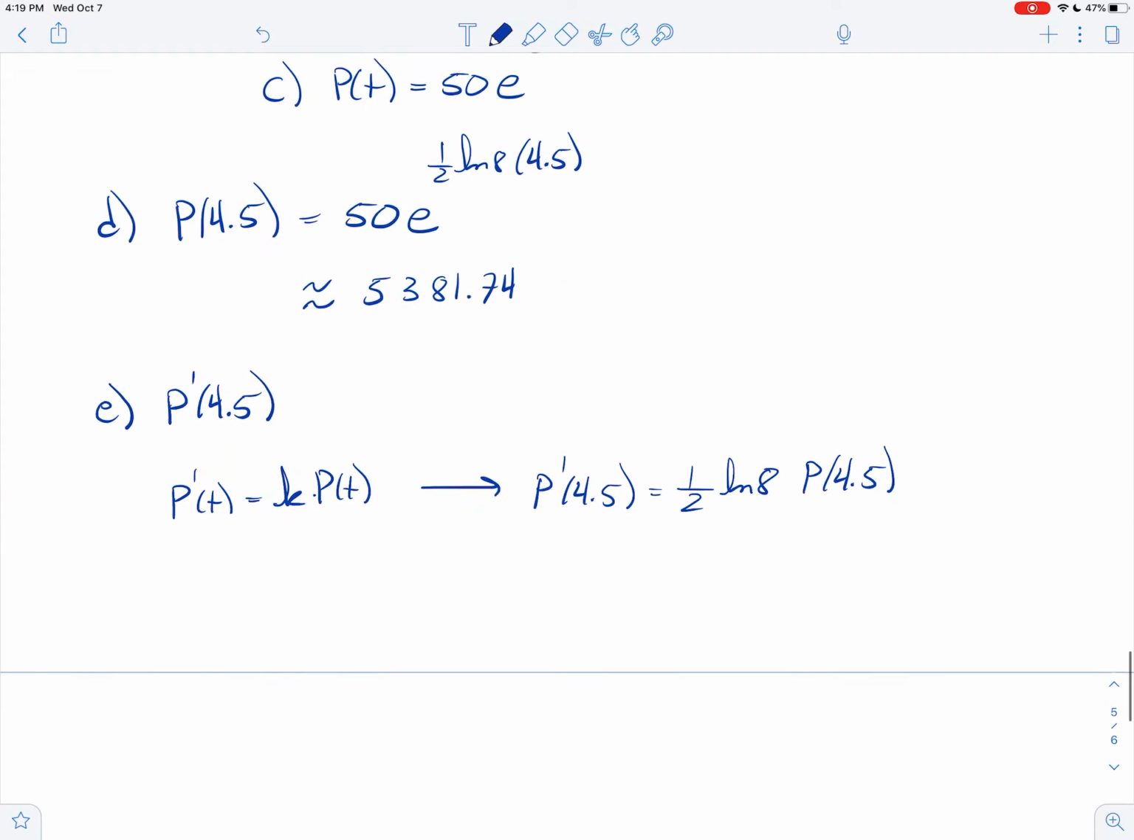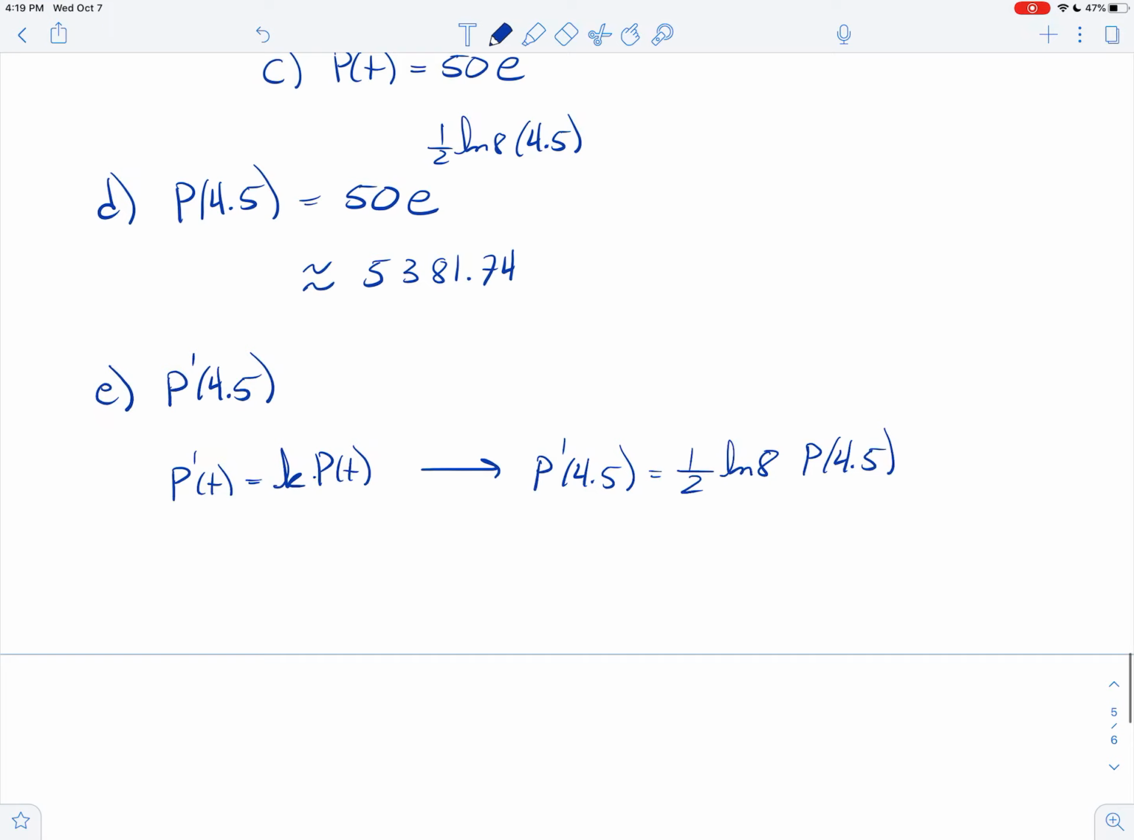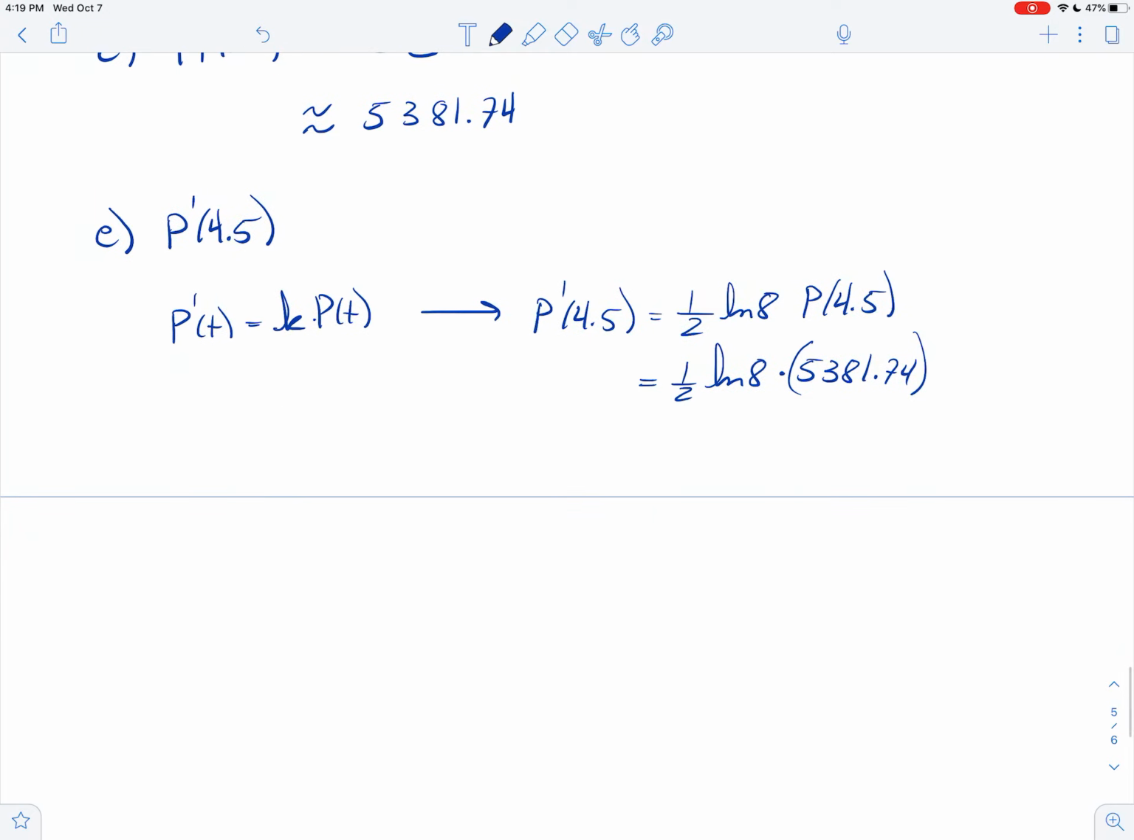We just computed P of 4.5 in the above problem. And so you can plug everything in here: it's going to be 1/2 ln of 8 times the answer that we got above, 5,381.74. We should put a parenthesis here, otherwise it's going to be hard to keep track of. And so when you do that, you're going to get that this is roughly 5,595.5. And so that's the growth rate. We're growing at 5,595.5 bacteria per hour. Our units here are hours. So that's the rate of growth per hour.